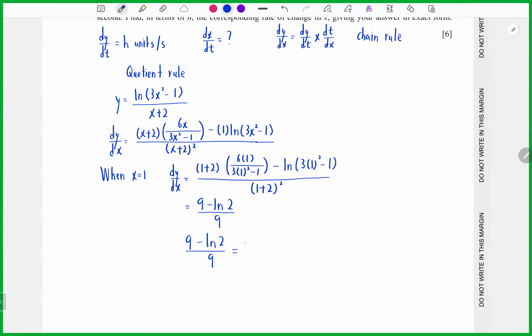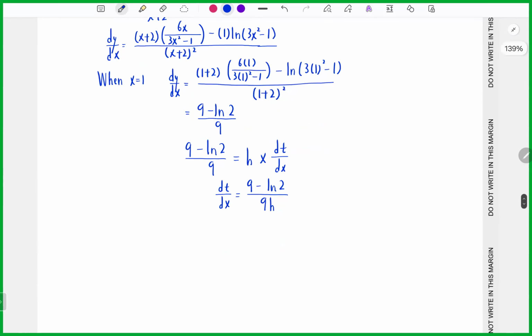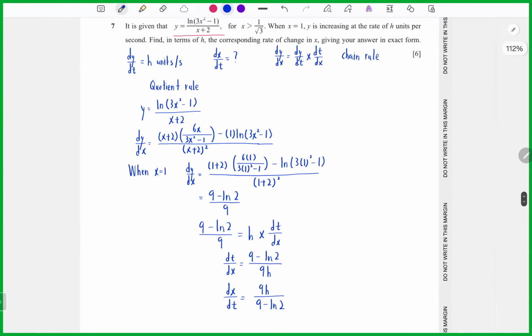dy/dt is h, right? Multiply dt over dx. So you can write here dt/dx equals (9 minus ln 2) over 9h. So you will get dx/dt equals 9h over (9 minus ln 2). Okay, so I hope you can remember, get it?